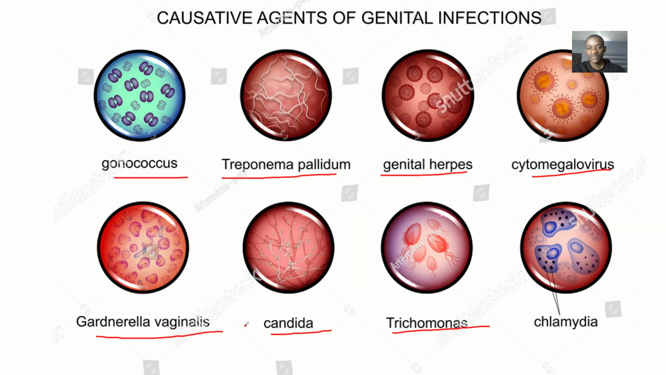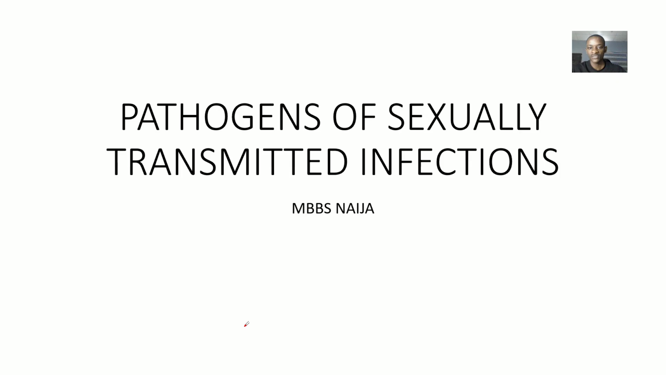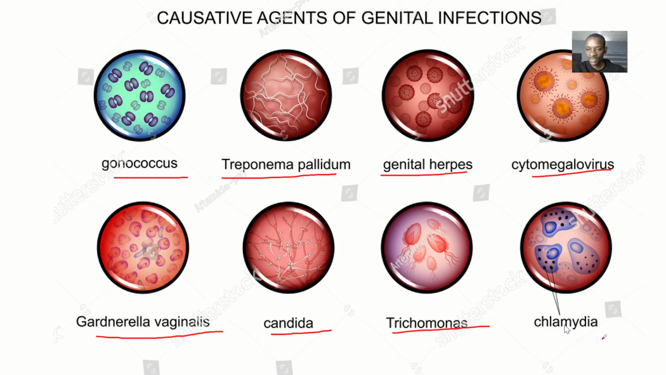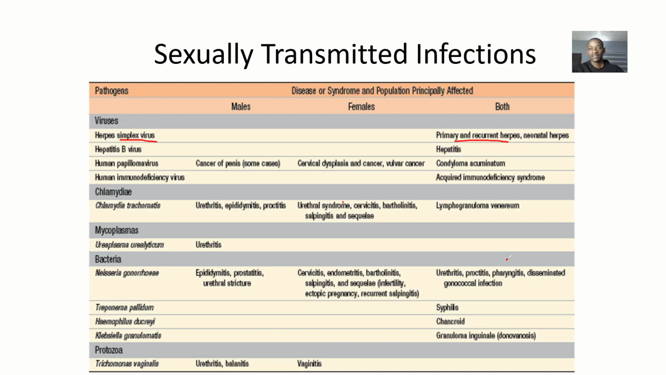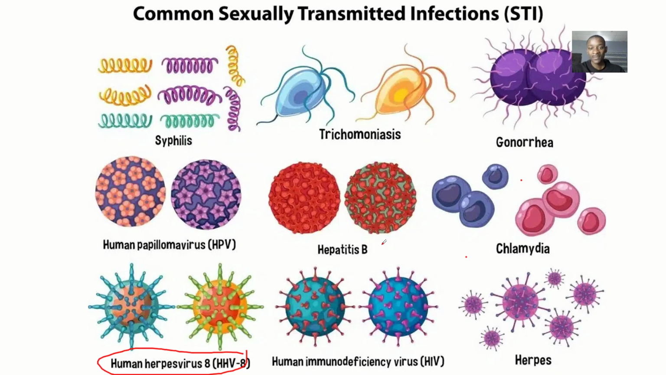Herpes simplex virus is the same thing as human herpes virus. Okay, so that's it. Let's move to the next one. Hepatitis B virus. It can cause disease condition in both males and females. And what is the disease condition? That's hepatitis. Right?